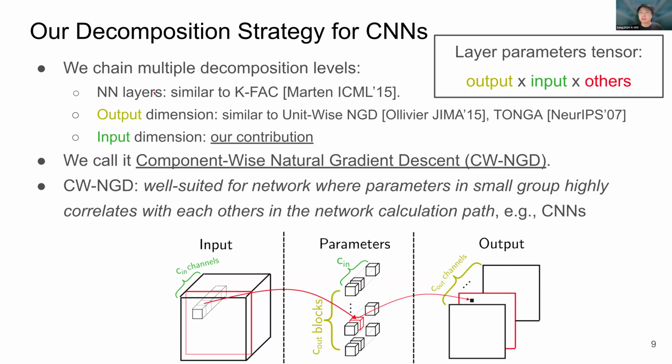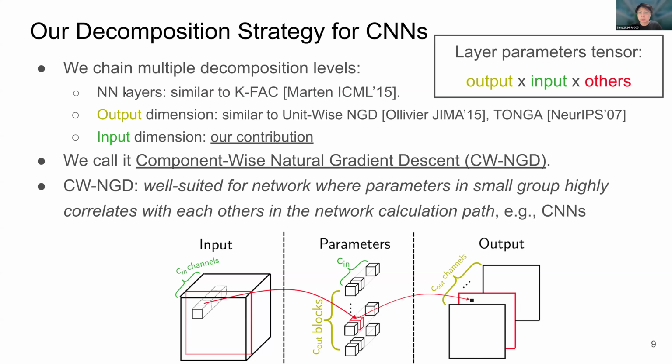Like in K-FAC, it decomposes the network by layers and then applies other methods for each layer, NGD. And for the output dimension, similar to unit-wise NGD or the Tonga methods, it already decomposes the network by the output dimensions. Our contribution comes at the next level, where we decompose the network's parameters: after applying the decomposition on the network layer and on the output layers, we continue to apply it on the input layer.